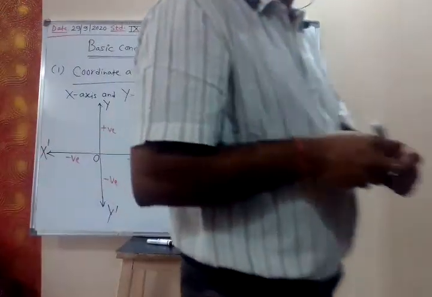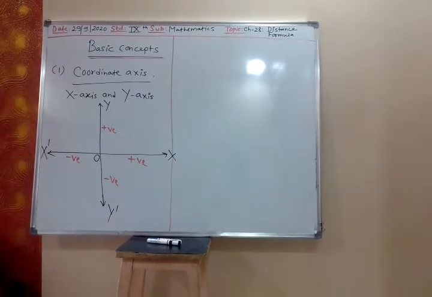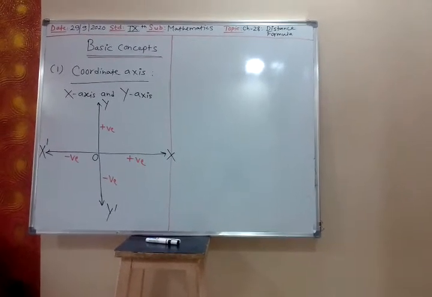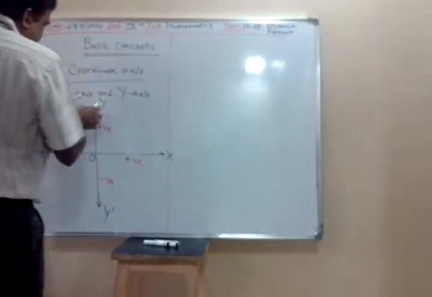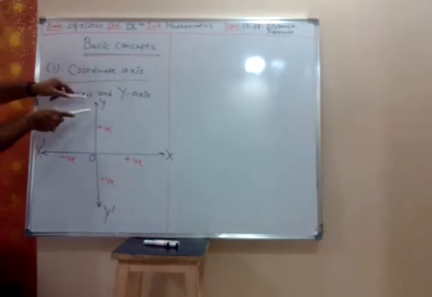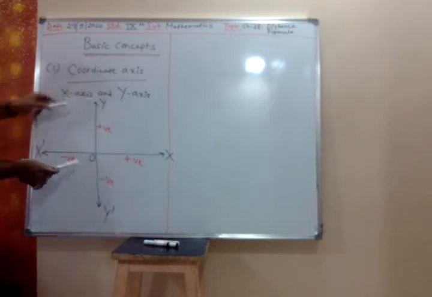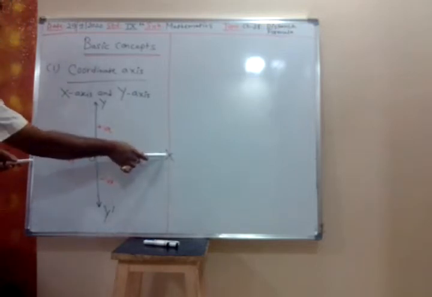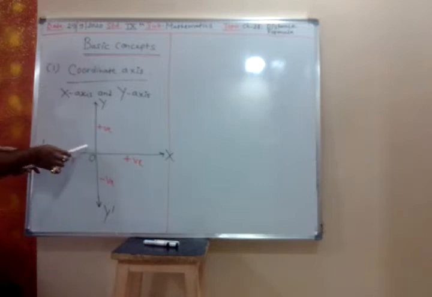we have coordinate axes as x-axis and y-axis. These are coordinate axes. One second, I am explaining. This vertical line is my y-axis. This horizontal line is my x-axis. And where the x-axis and y-axis meet, that is my point origin.